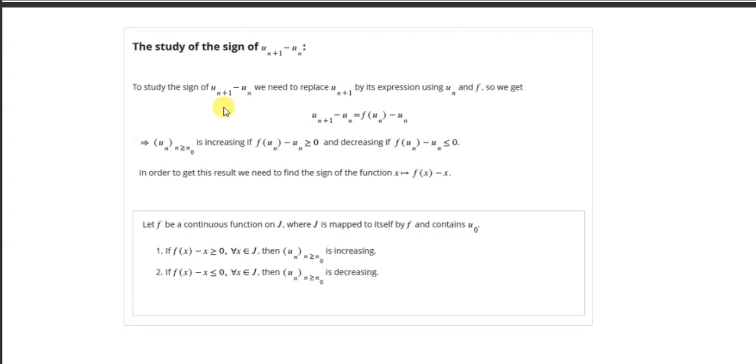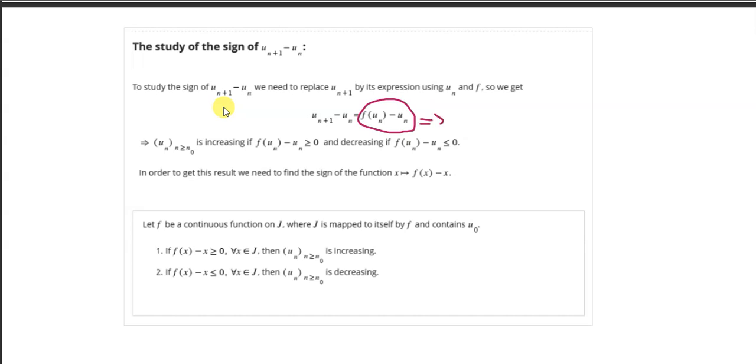Okay, let's start with the first method, which is the study of the sign of un plus 1 minus un, because to find the monotonicity of the sequence we need to find the sign of un plus 1 minus un. And this is because the expression of un plus 1 is defined using un and f. We can replace it with f of un minus un. So to find the sign of un plus 1 minus un, you can use f of un minus un.